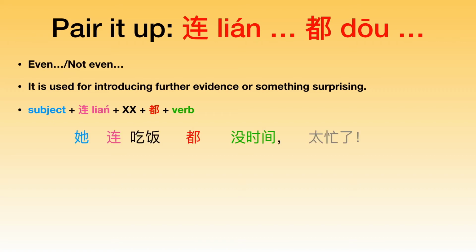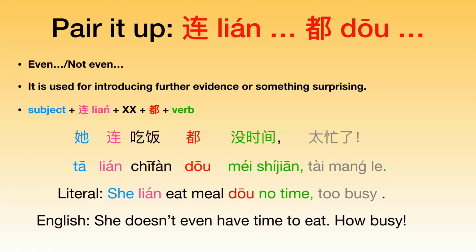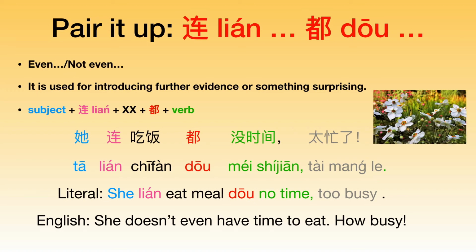So for example, 他连吃饭都没时间，太忙了。Let me give you a pinyin. She 连 eat meal 都 no time, too busy. She doesn't even have time to eat. So here, to eat is such a basic thing that everyone has to do to survive. She doesn't even have time for that basic little thing. So that is to further elaborate, further explain how busy she is, right? I think she needs to stop and smell the flowers.